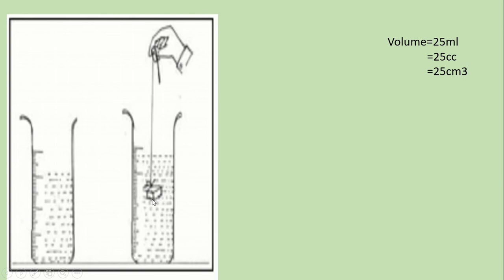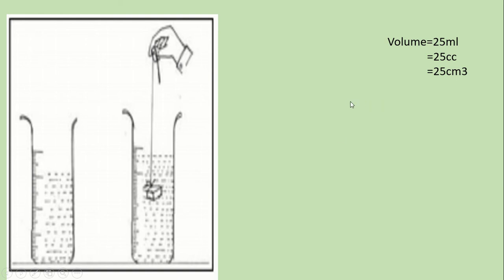Then we can also find out the volume of the object by using a scale, because it is a regular shaped body, so its length, breadth and height can be easily measured by using a scale, and by multiplying all length, breadth and height we can calculate its volume. So we can also verify that the volume measured by the difference of water level is equal to the volume measured by multiplying length, breadth and height.